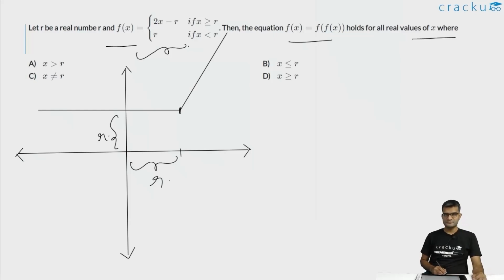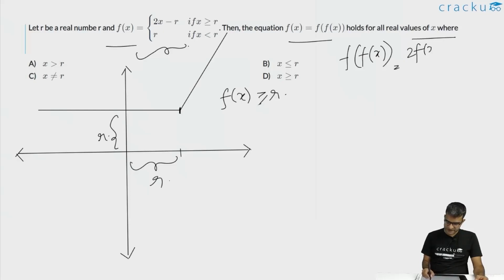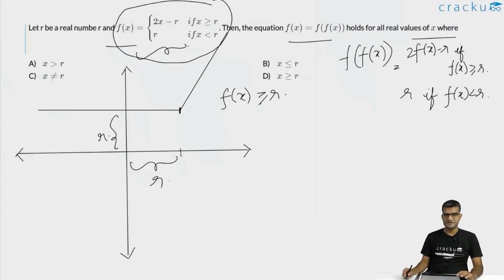Now you will notice that f of x is always greater than or equal to r. You will not find a value of x where f of x is less than r. This is one understanding that you should have. Now if you are considering f of f of x, from the definition this is equal to 2 into f of x minus r if f of x is greater than or equal to r, and it is equal to r if f of x is less than r. This is from the definition of f of x. Instead of x, we are substituting f of x.